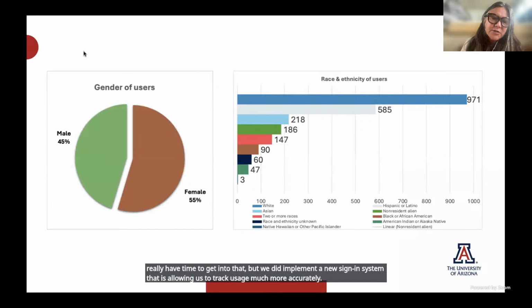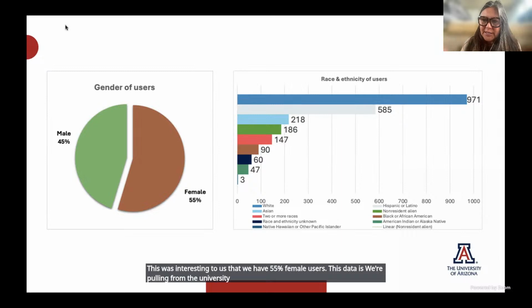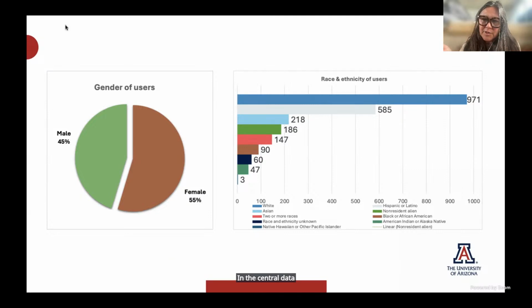This was interesting to us, that we have 55% female users. This data we're pulling from the university data, so this is self-reported data in the university systems. So you'll see that they did not include non-binary students in the central data set.